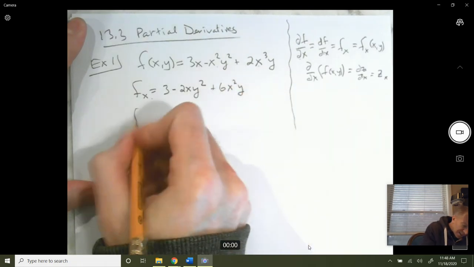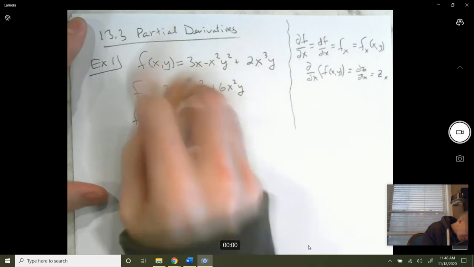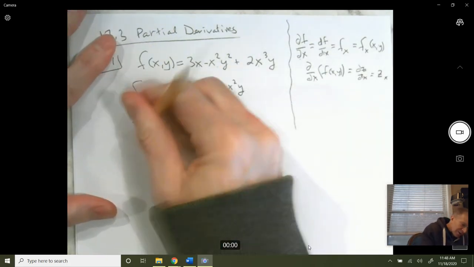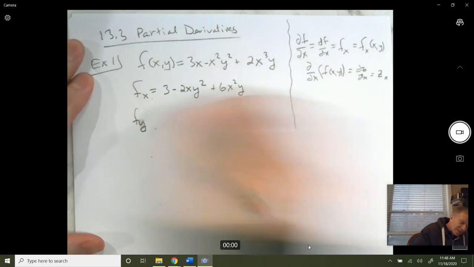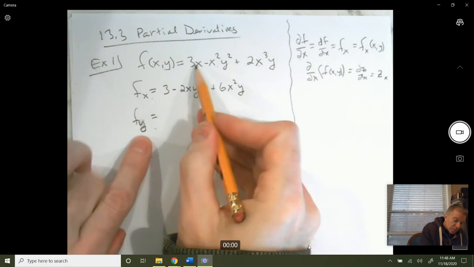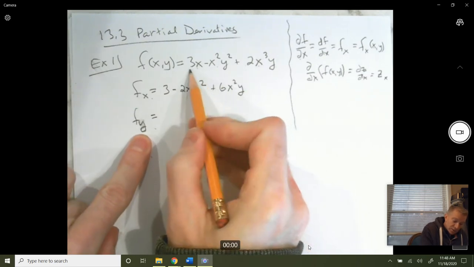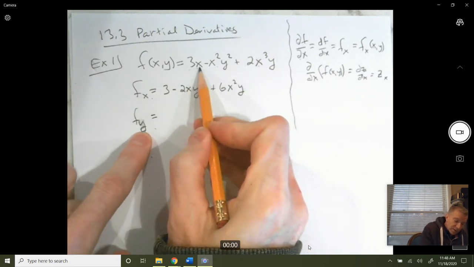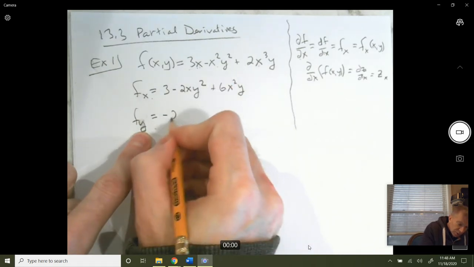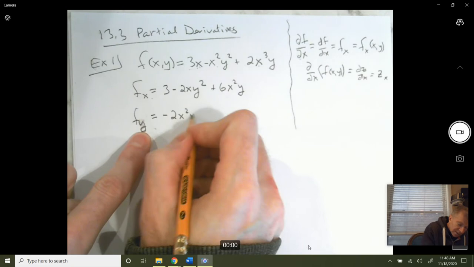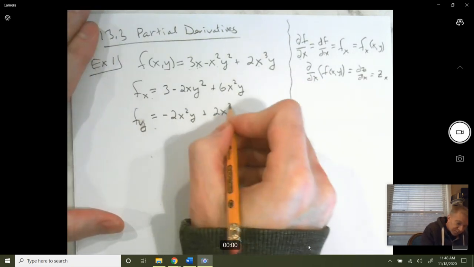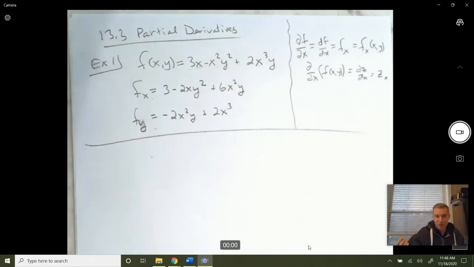Okay, my y derivative. So that eraser is terrible. The y derivative is the y partial derivative. So we're treating x as a constant, so that goes away. The derivative of a constant is 0. The y derivative of this is going to be minus 2x squared y, and then plus 2x cubed. Okay, that's all you do.